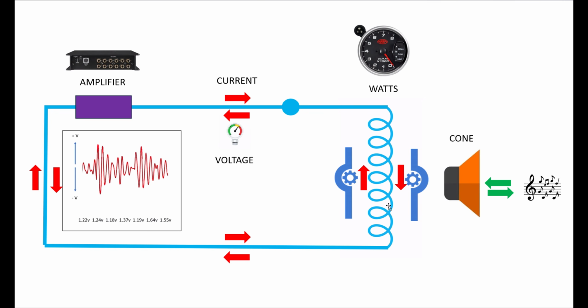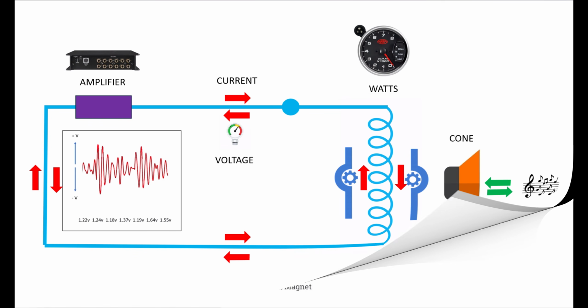But it's the physical current movement that moves the cone, not the voltages. The voltage is just, for want of a better term, the signal. And of course the watts is the measure of the two at any particular point in time. The cone's moving back and forth and playing music. Yeah, so that's how it works.